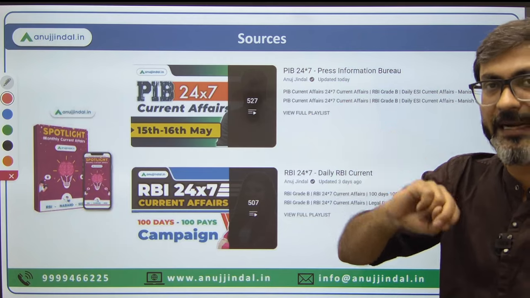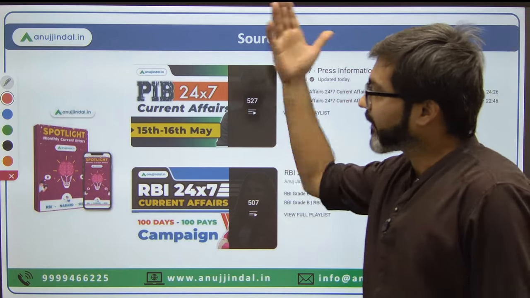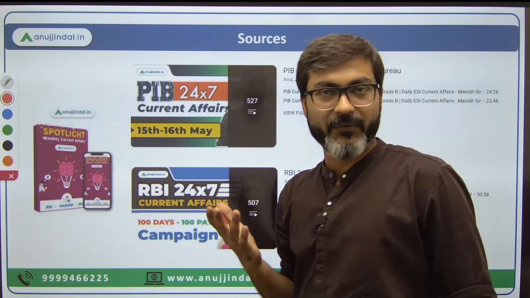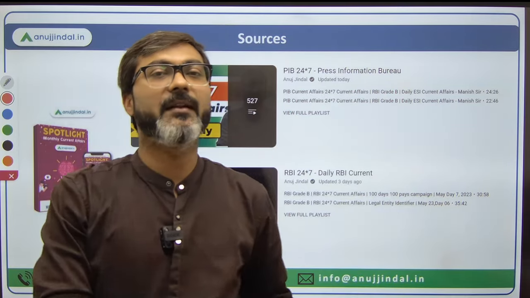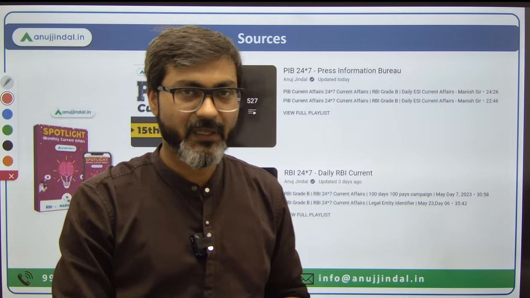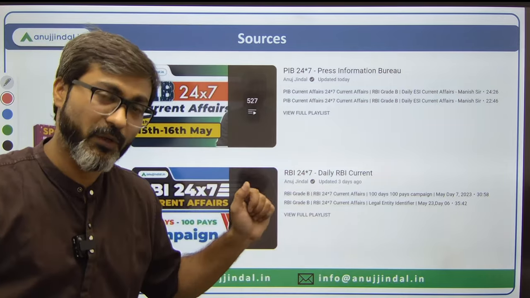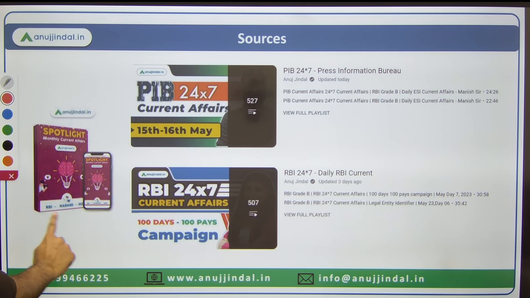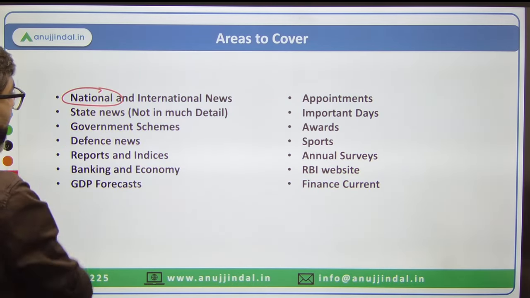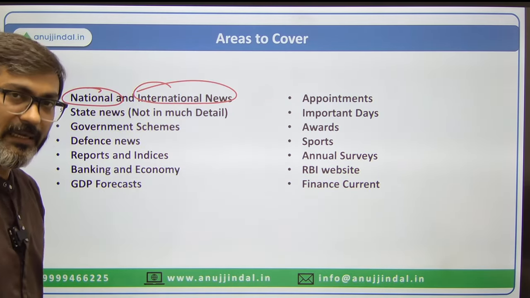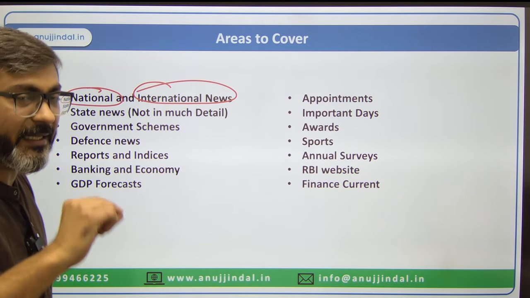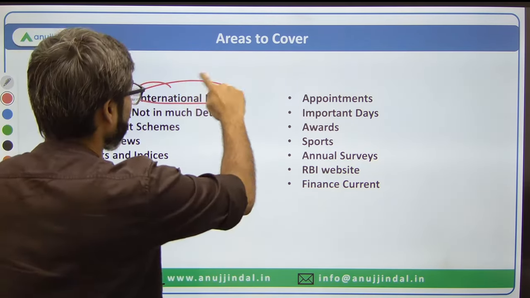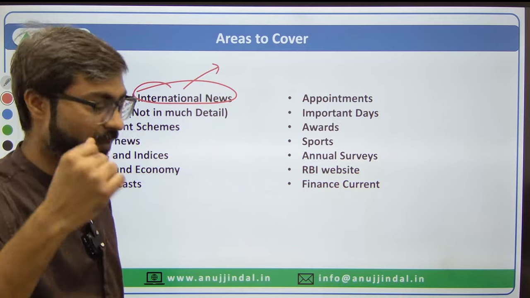Okay, the second source that you have to follow is PIB 247 current affairs, in which I cover the PIB, the official website of the Government of India, right? PIB, Press Information Bureau. Now through Press Information Bureau, what all you can cover? You can cover the national and international news, right? The major national events, the major international events, and international news can also be covered through the Spotlight as well.